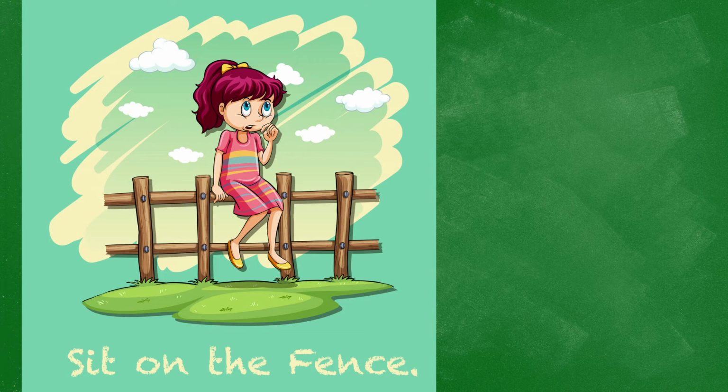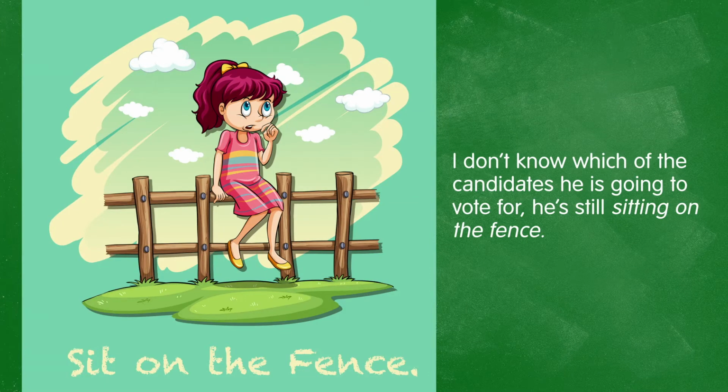One more idiom of the verb plus object variety is to sit on the fence. And when we say that someone sits on the fence, or simply is on the fence, we mean that they are trying to avoid making a decision, or they don't know which decision they are going to make. I'm just saying that they're indecisive. For example, I don't know which of the candidates he's going to vote for. He's still sitting on the fence. He still has not made a decision.